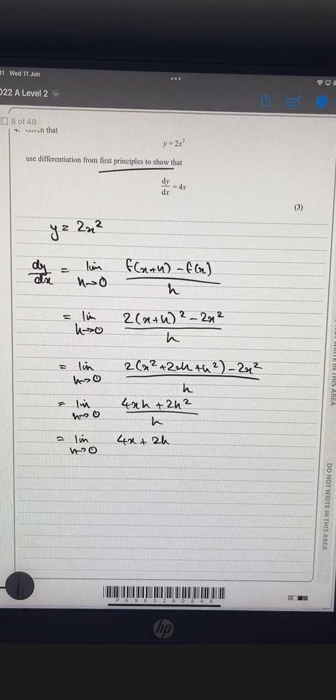I don't do Decision 1, sorry. I did further stats and further mechanics for further maths.